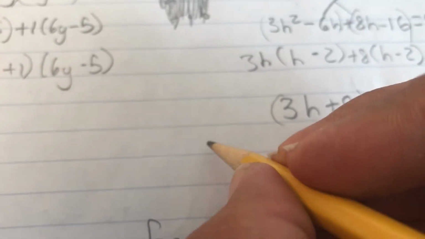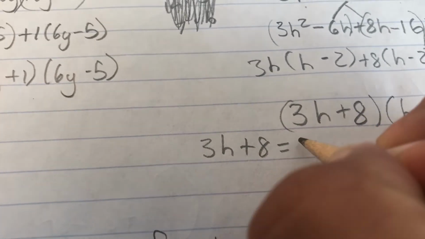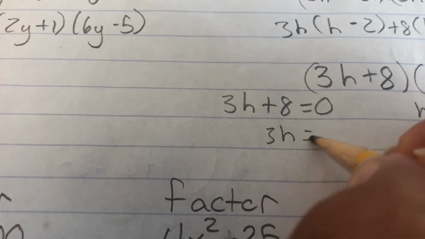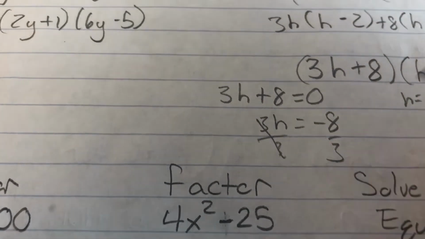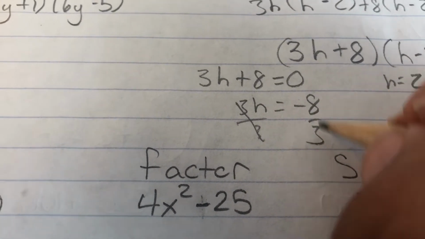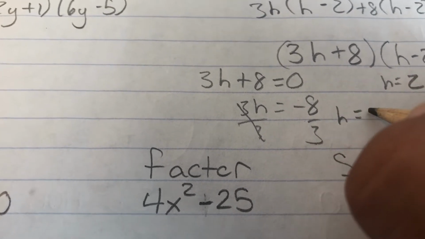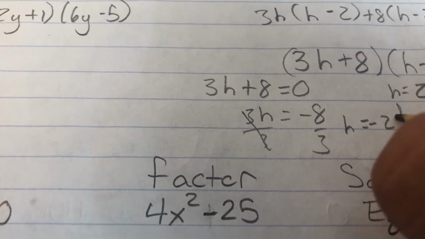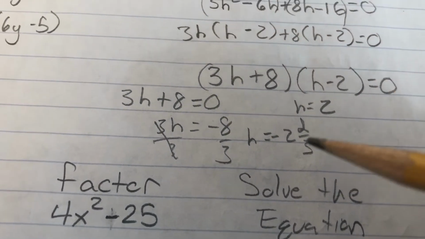So what you're going to do is bring it over here and write, when does 3h plus 8 equal 0? Subtract 8 on both sides. 3h equals negative 8. Divide by 3. Divided by 3. When h equals negative 8 over 3. And that's the final answer. I don't have to divide it. I don't have to make it fancy. You could make it into a mixed number if you want and write negative 2 and 2/3. That would be fine if you wanted to do that. But that's it. Those are the two answers.